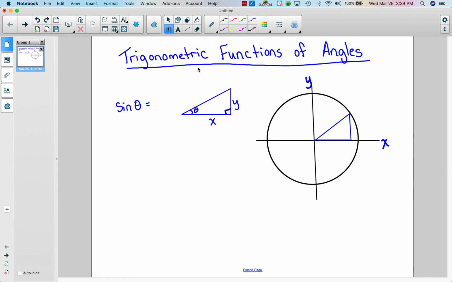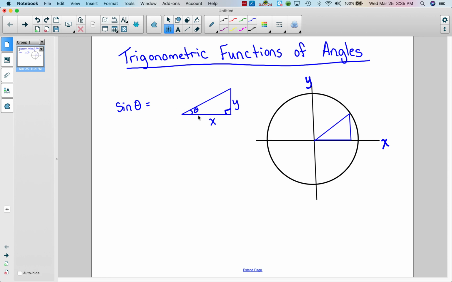Okay, so today we're going to talk about trigonometric functions of angles. This is section 5.3, and the main idea I need to talk about today is something called reference angles. So far we have dealt with triangles, and so the angles we have dealt with have all been less than 90 degrees. So for example, here is a triangle.